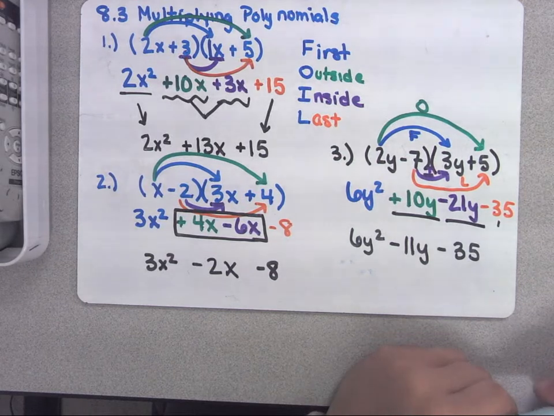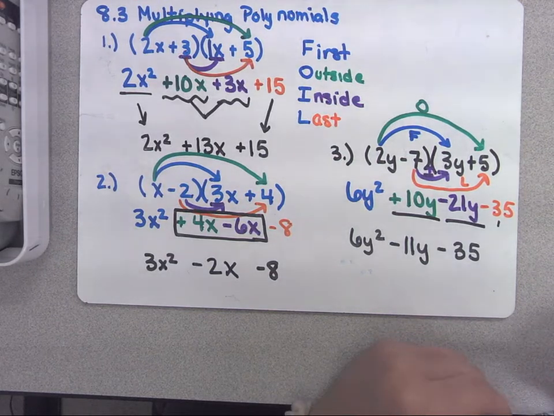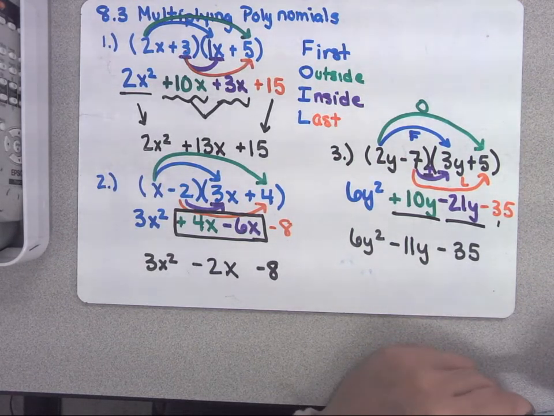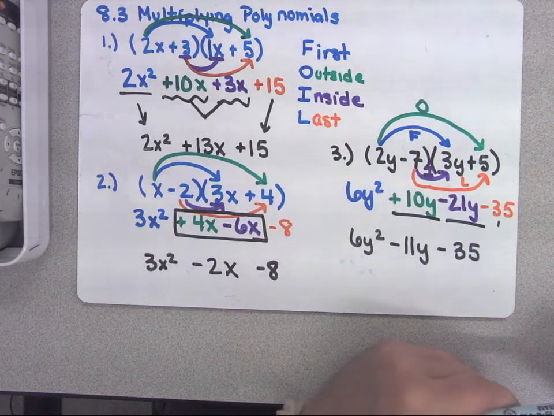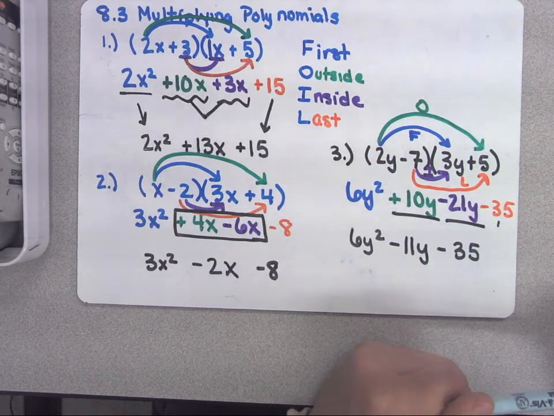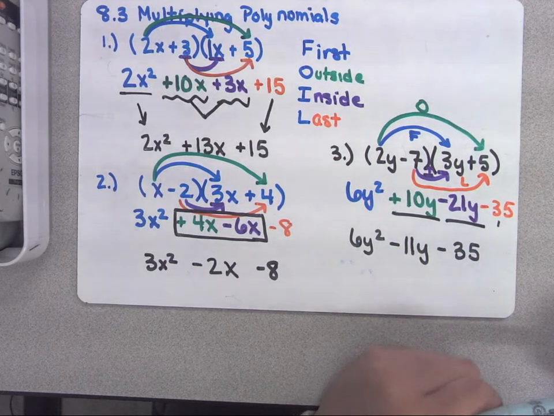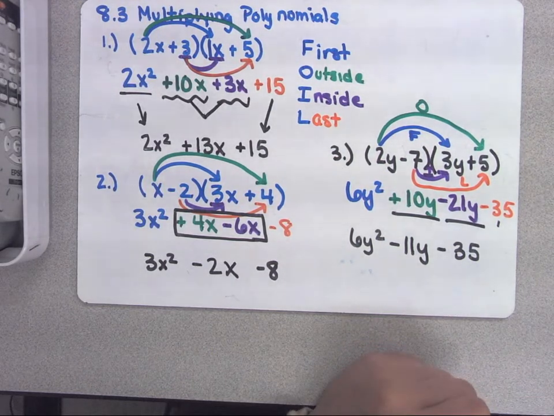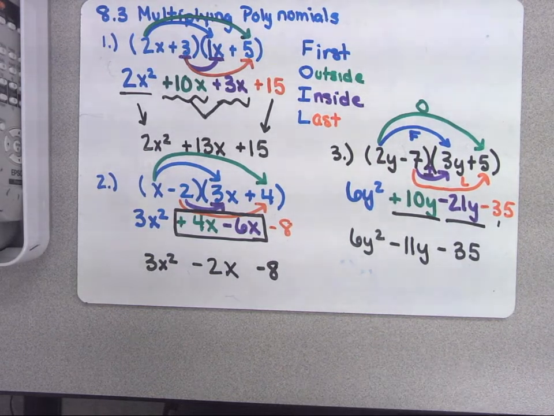FOIL is something you use all the time. Do you do first, inside, outside, last? You just don't draw the arrows? Okay. Some people, so Miss Davis calls it, and I think Mr. Phillips has called it this before, they call it the crab claw method.